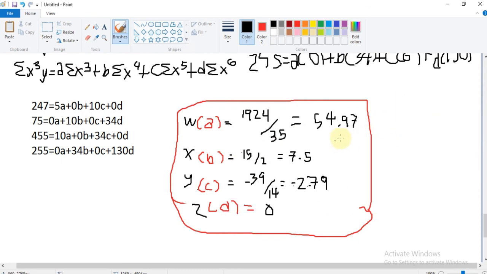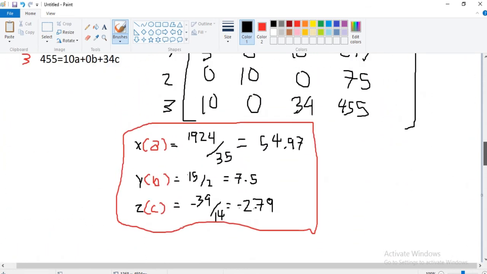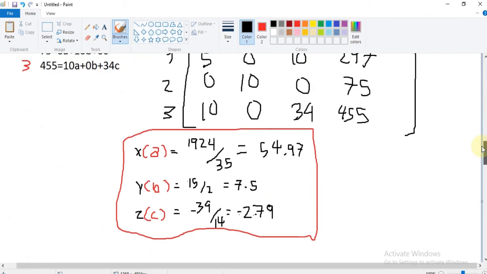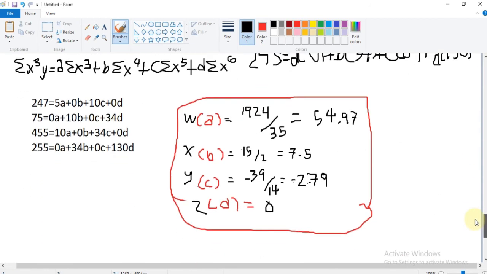If you look, guys, the values we got here are the same as the values we got using the second degree curve. So they are the same, guys. I hope you understood, and thank you for listening.